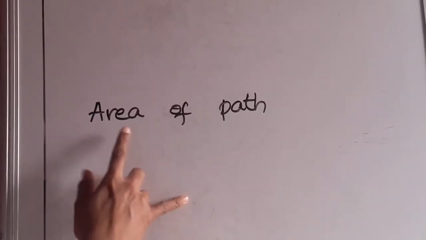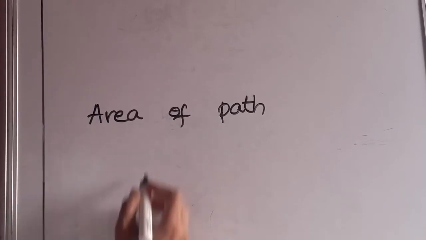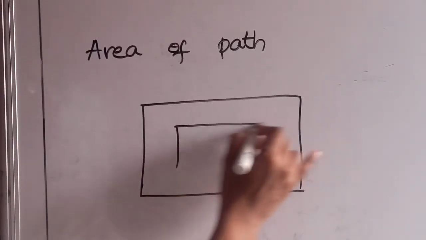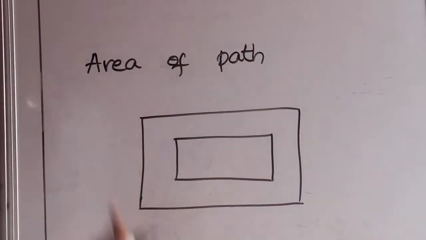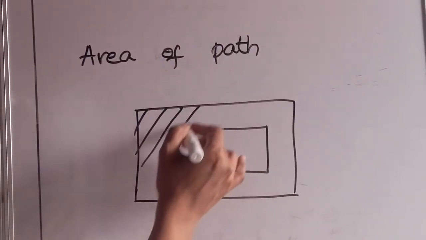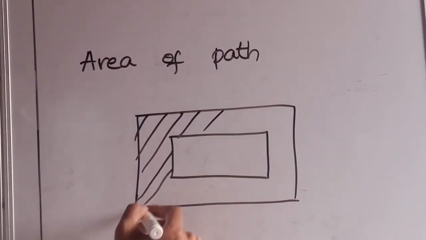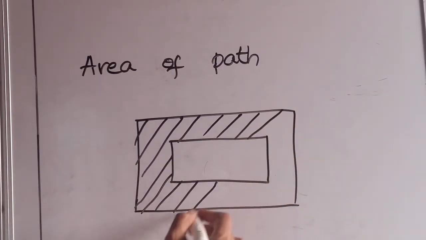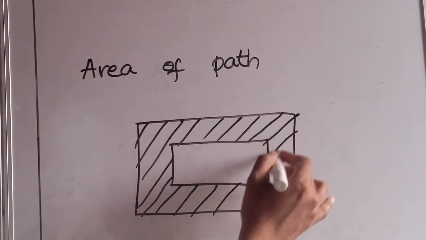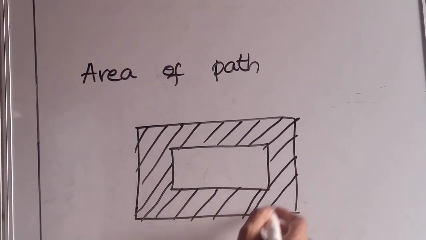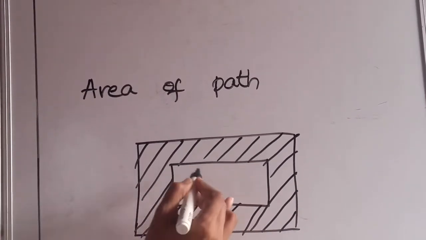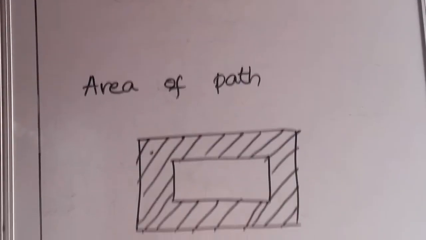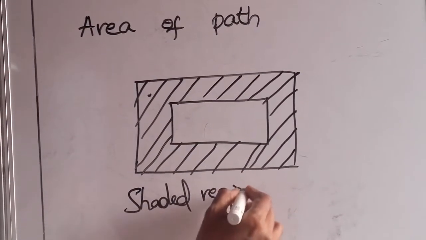In the next part, which is finding out the area of a path: if they give you a rectangular path and they ask you to find out the area, like this, what you are going to do is find the outer rectangle's area, minus the inner rectangle's area. This you have to do to find out this shaded region.